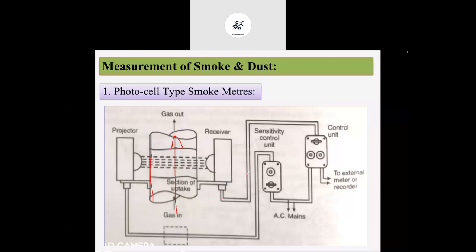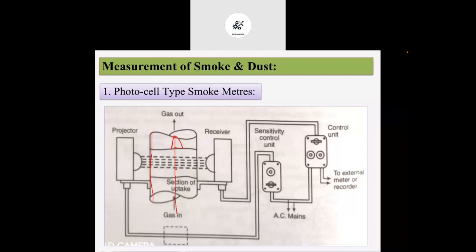Now, these readings will be continuously recorded into an external recorder. The radiation received by the receiver is measured by different instruments and recorded for analysis. This one is continuously recorded.